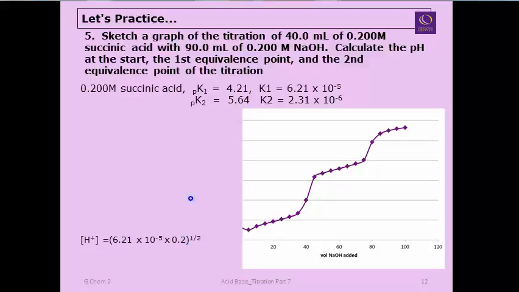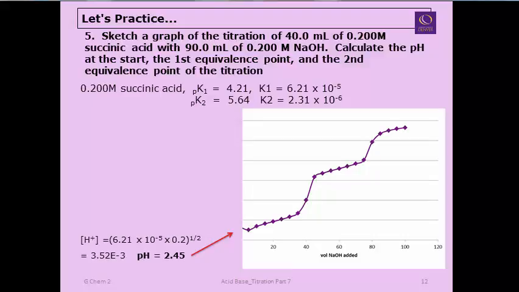And I know that I have a K1 of 6.21 times 10 to the minus 5th. Take that times the molarity of the original acid. Take the square root of that. That'll give me my H plus. Negative log gives me the pH. That's my starting point.